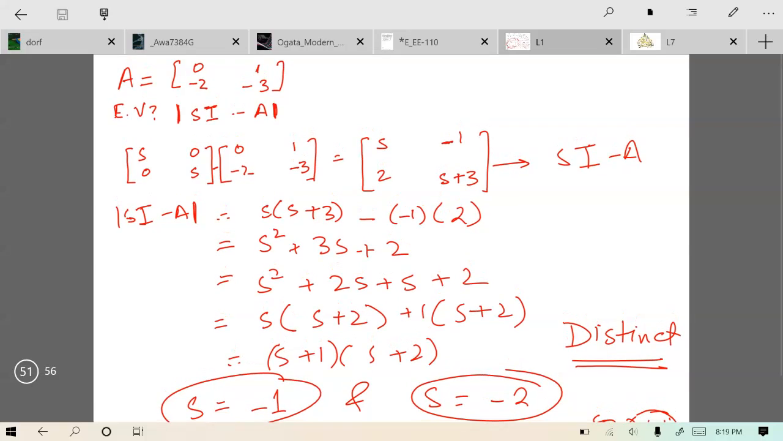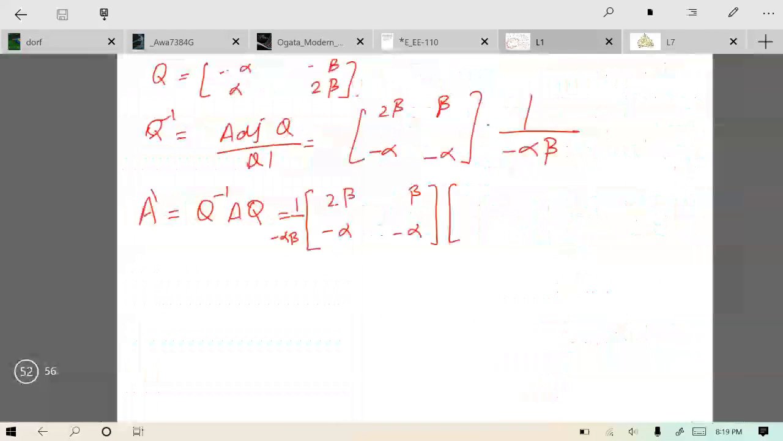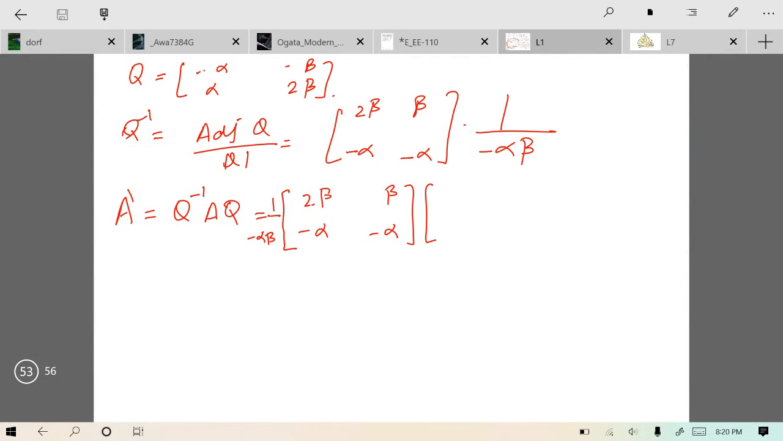Our A is 0, 1, minus 2, minus 3. And this is Q: minus alpha, minus beta, alpha and 2 beta. This is Q inverse AQ, which is our A prime.